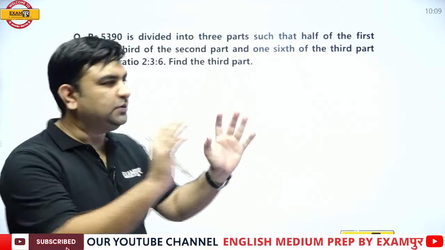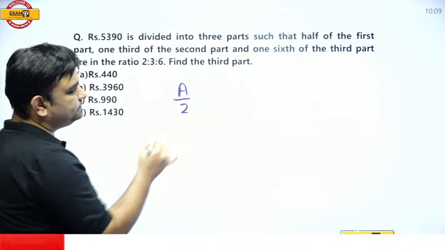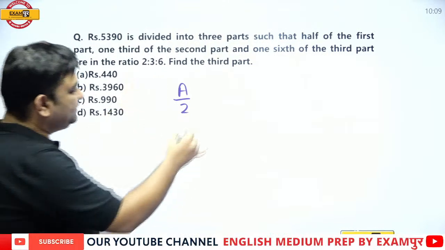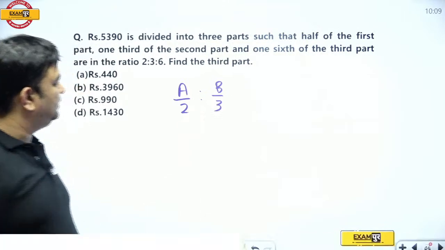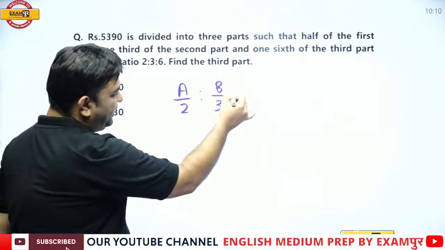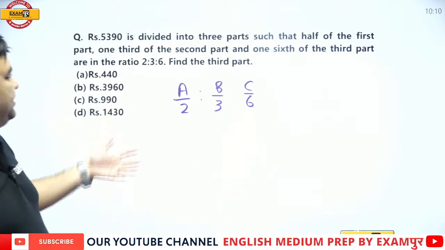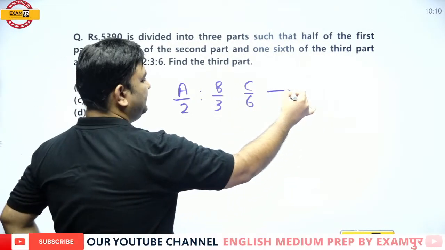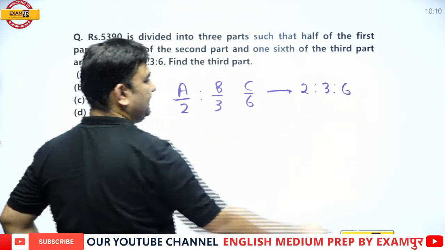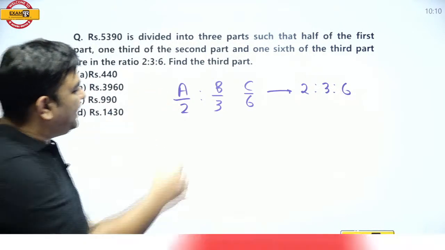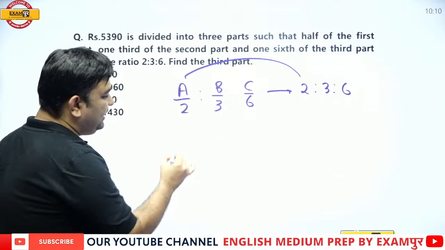Such that half of the first part, that is a by 2, 1/3 of the second part, that is b by 3, and 1/6 of the third part, that is c by 6, is in the ratio 2:3:6. So if a by 2 is 2, can I say a is 4?